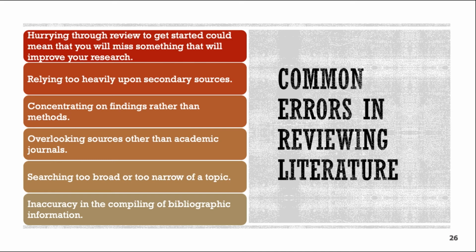So do not rely too much on secondary sources. Concentrating on findings rather than methods is what students mostly do. When you do a literature review, you do not concentrate only on findings, but also on the methods they use, and also on the theories and concepts they use. And overlooking sources other than academic journals.